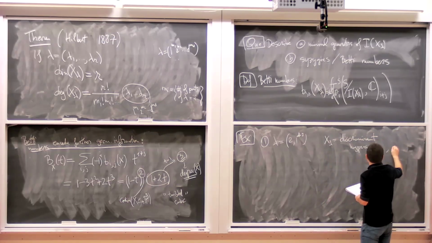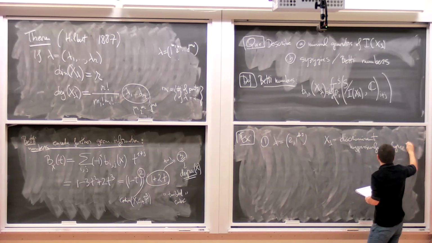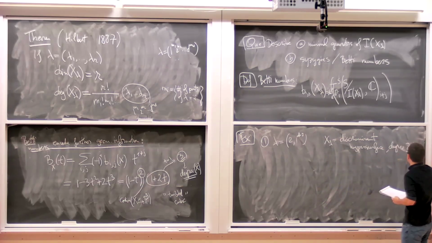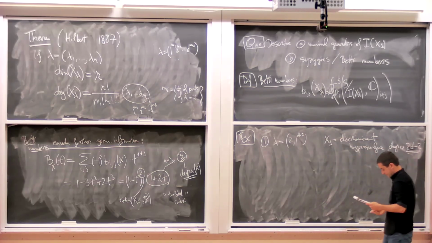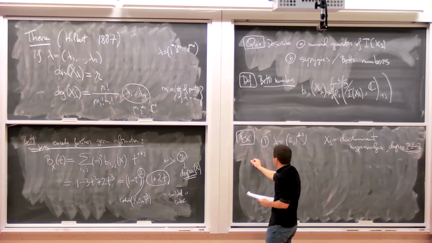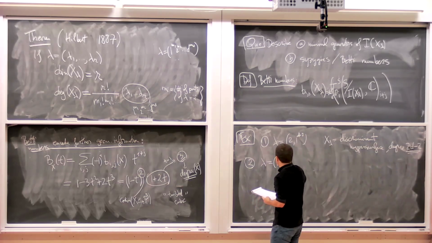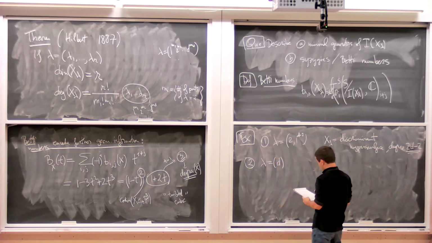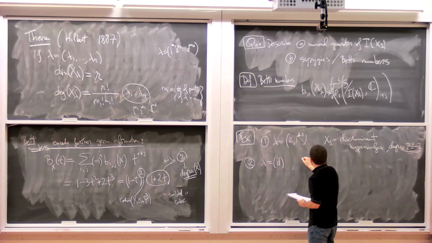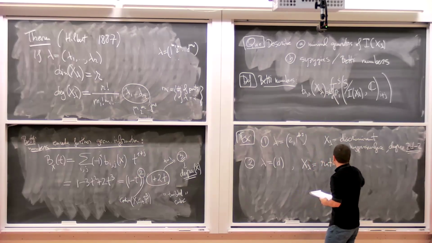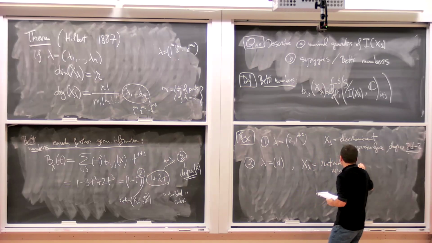Has degree 2d minus 2. So check that: plug it into the formula up there, and you get 2d minus 2. Okay, the rational normal curve, the generalization of the twisted cubic, is the case where lambda has a single part. Single part means dimension 1, and then this is a rational curve of degree d.